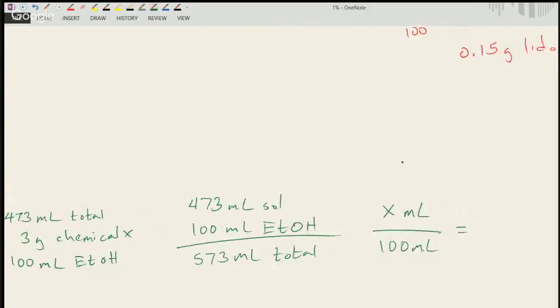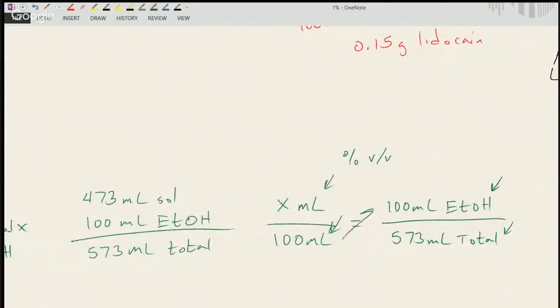And we know that we have 100 mLs of ethyl alcohol, and we have 573 mLs total. That's our ratio, 100 mLs of ethyl alcohol for 573 mLs total. We want to know how many milliliters of ethyl alcohol there is in 100 mLs, because that's our definition of a percent. At least a percent volume per volume.